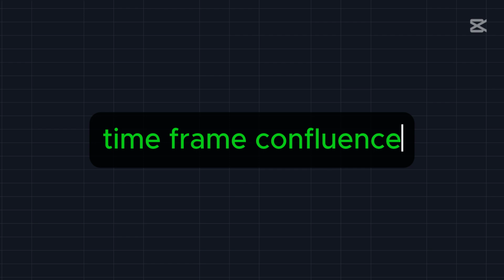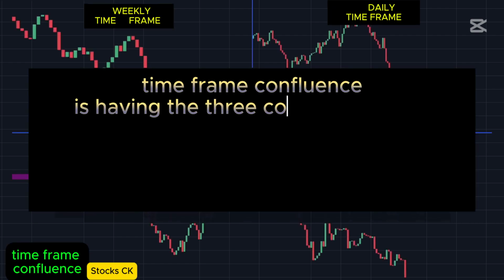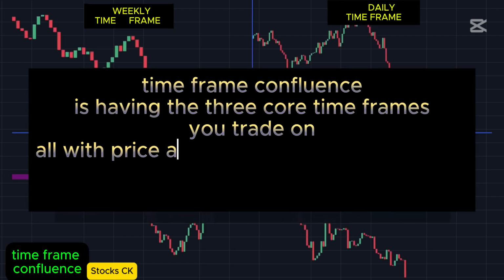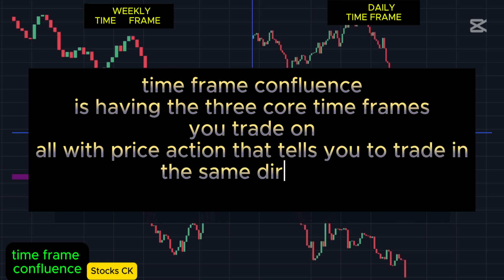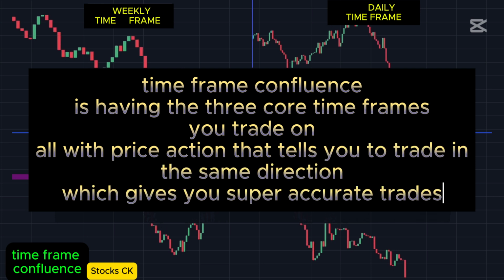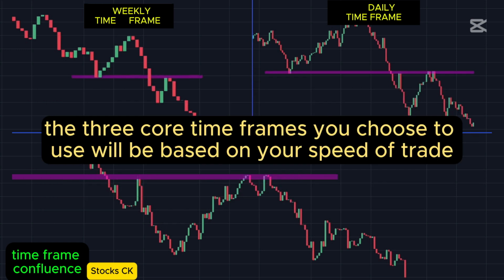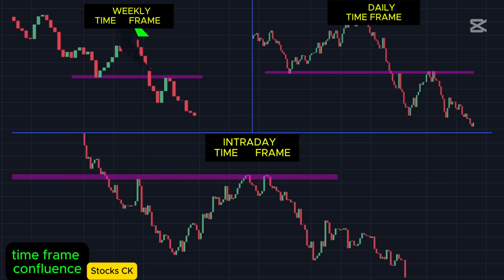Time frame confluence. Time frame confluence is having the three core time frames you trade on all with price action that tells you to trade in the same direction, which gives you super accurate trades. The three core time frames you choose to use will be based on your speed of trade. If you trade lower time frames, then your three time frames will be adjusted for that, which we cover with our members. So the top left chart is the weekly time frame. The top right chart is the daily time frame of the same asset, and the bottom chart is the intraday time frame of the same asset.